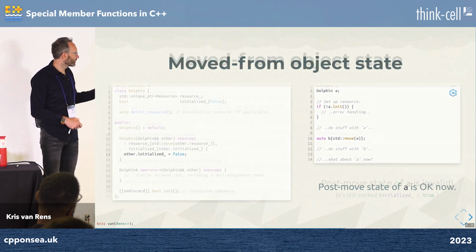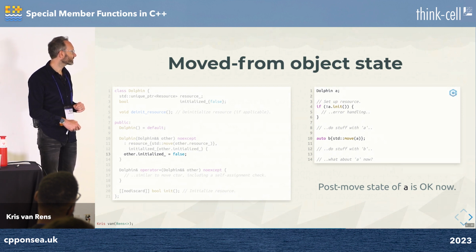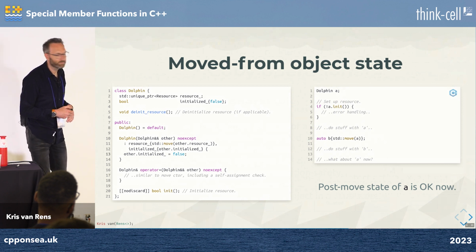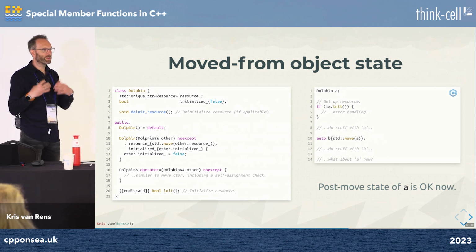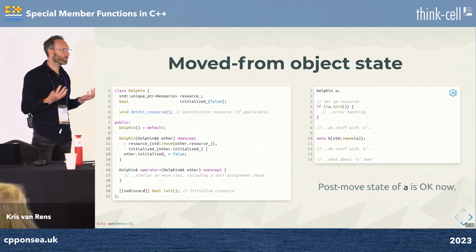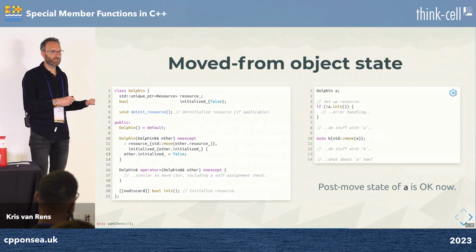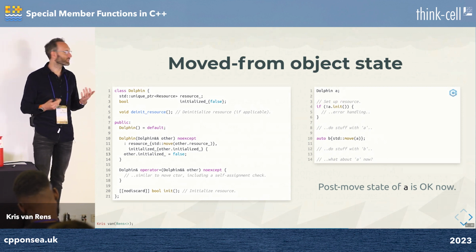So this should be fixed by this line, and of course the same line is in the move assignment operator. And now the post-move state of A is okay. And it's basically the same as the default constructed state. So that's why it's important. And the fact that in C++ we don't have this borrow checker, the compiler will just let us have objects in a moved-from state that is incorrect. And it's just up to our discipline to fix this.